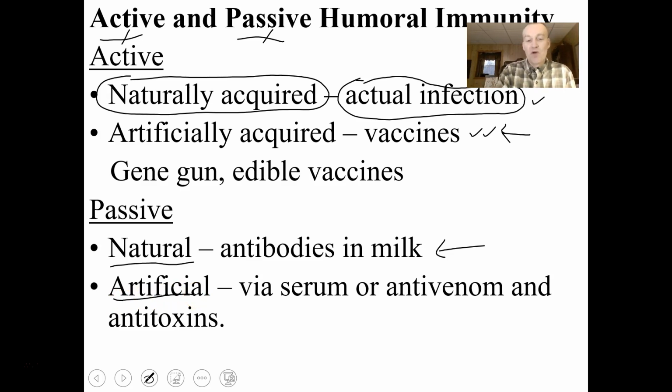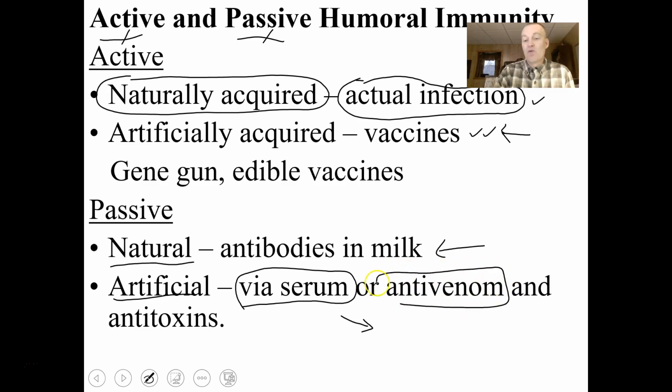This is where we take serum, so the plasma out of people's blood who have been exposed to an agent, and we can inject their serum into you, and those antibodies from that person that's immune to that, or is producing antibodies to that antigen, will now give you immunity to it as well.